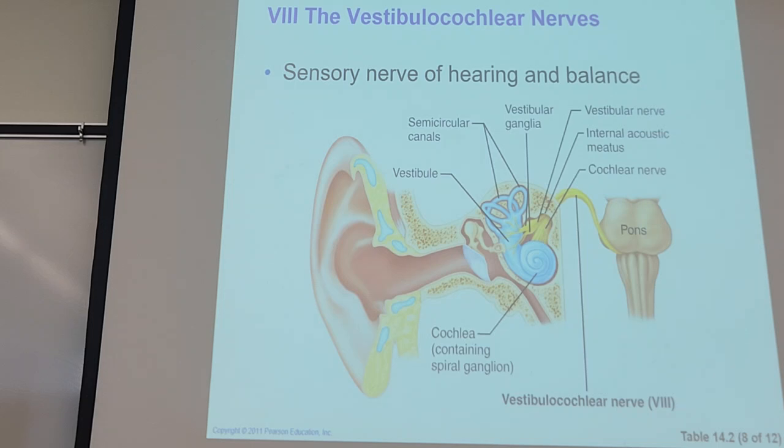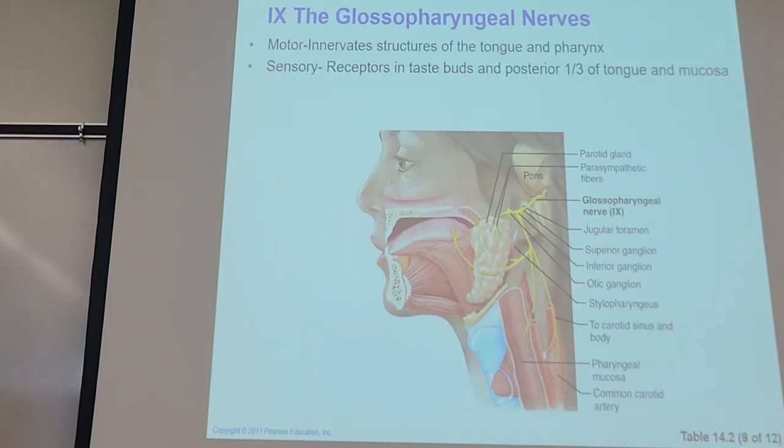Okay, what's 9? Glossopharyngeal. Glossopharyngeal is another mixed nerve. We're just summarizing for motor. It innervates structures, just the tongue and the pharynx. So the tongue and basically the back of your throat is what glossopharyngeal does. Glosso meaning of or pertaining to the tongue. And then for sensory, it takes care of the posterior third of the tongue and those taste buds that are involved in the vallate papilla. The glossopharyngeal nerve endings are on the endings of those taste buds.